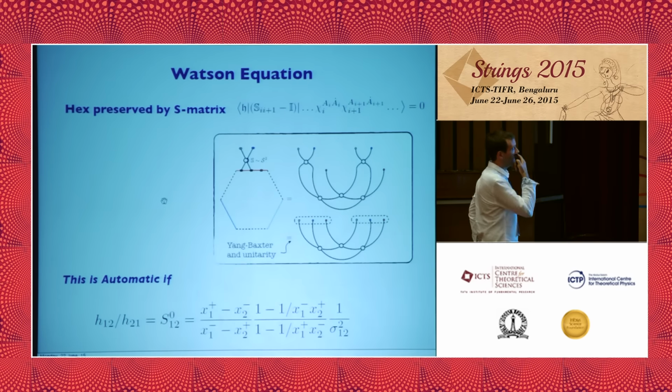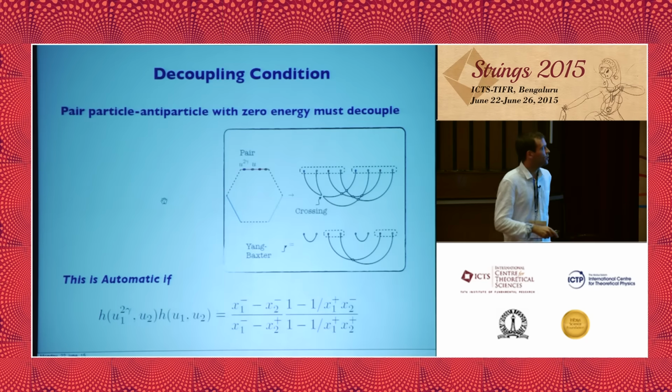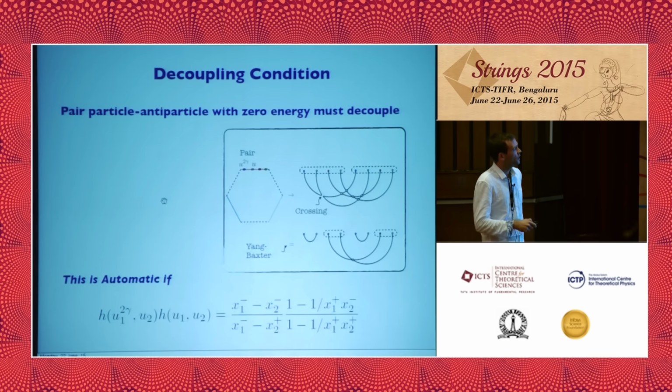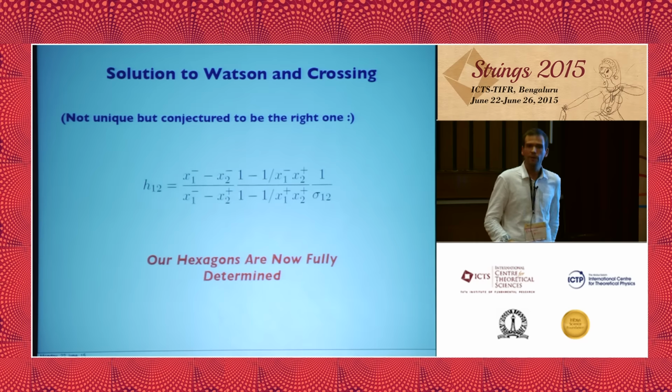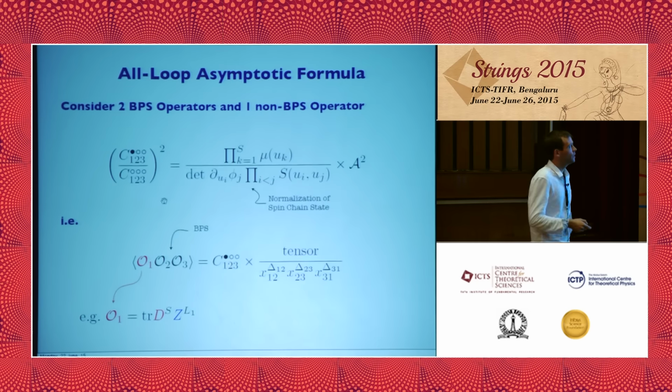I have to speed up, I'm sorry. So I have to impose this extra constraint that Romuald mentioned, like these Watson equations that act on the S matrix of the object, or the crossing condition, and so on. And if you combine this, believe me, it's possible to find a solution for this scalar factor. It's not unique, but it is very likely to be true.